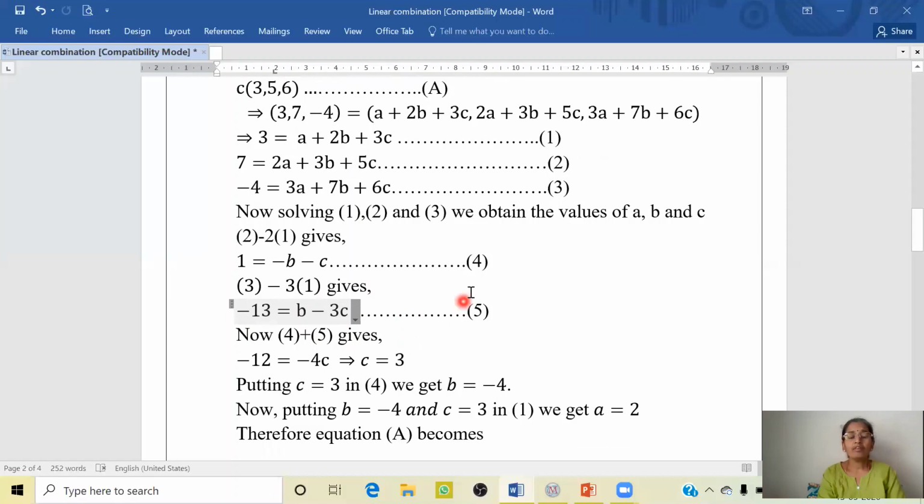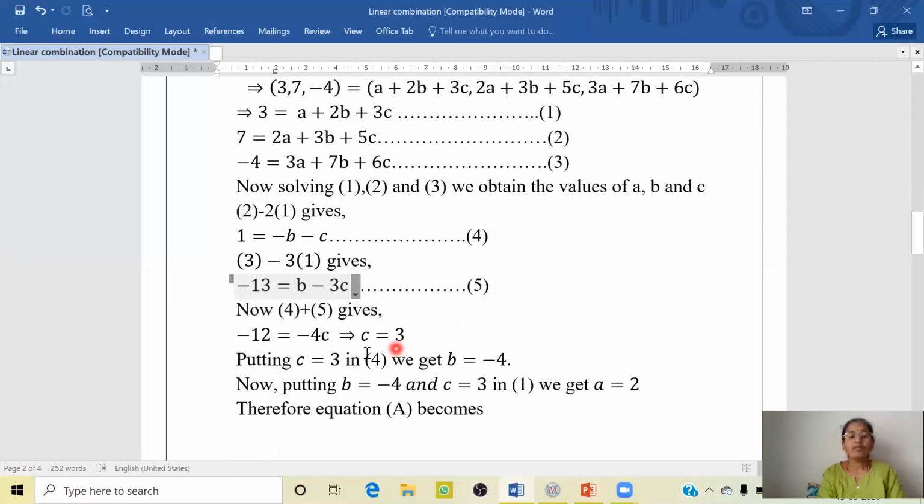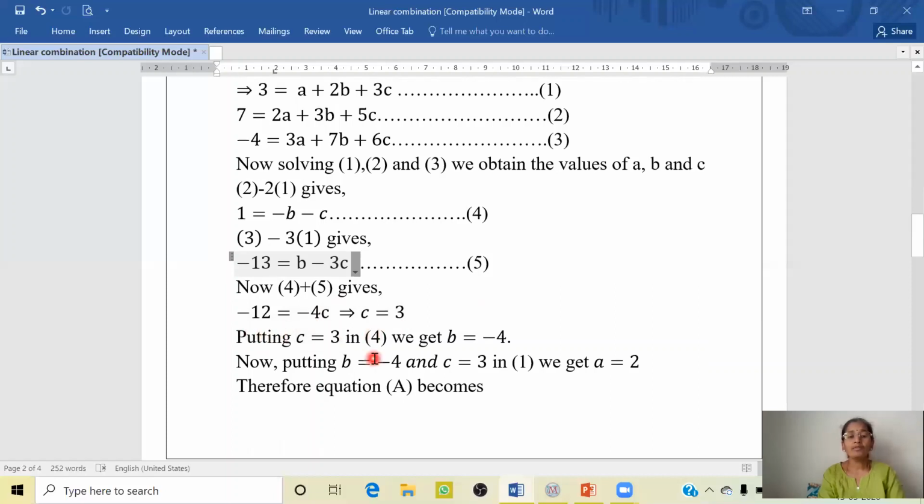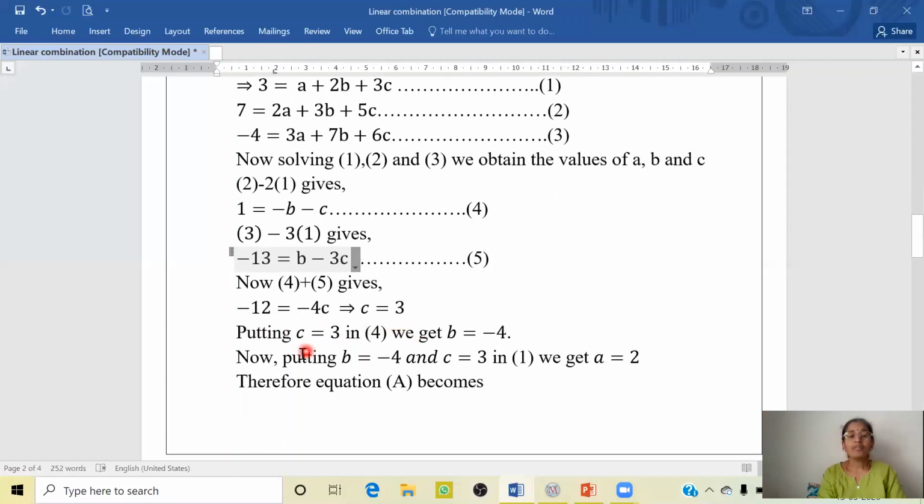Now let us solve equations 5 and 4 to obtain the values of B and C. If we add these two, B gets eliminated and we get minus 4C is equal to minus 12. So C is equal to 3. Let us put this value of C equal to 3 in expression 4. We get B is equal to minus 4. Now putting these values of B and C in equation 1, we get A is equal to 2.